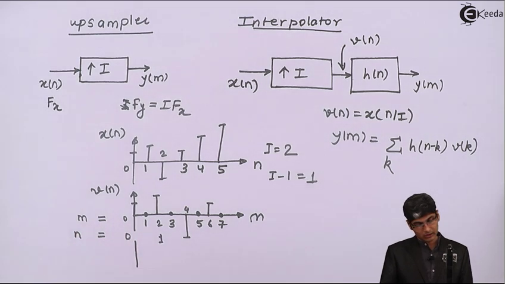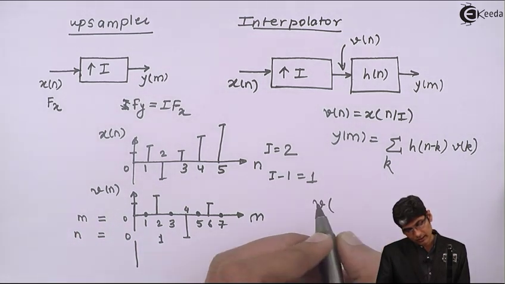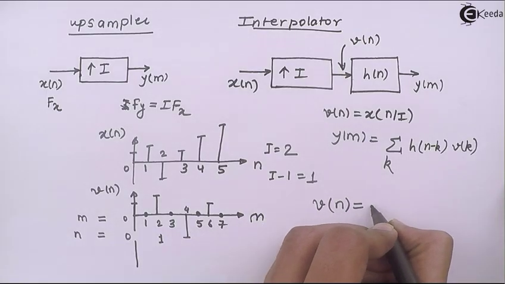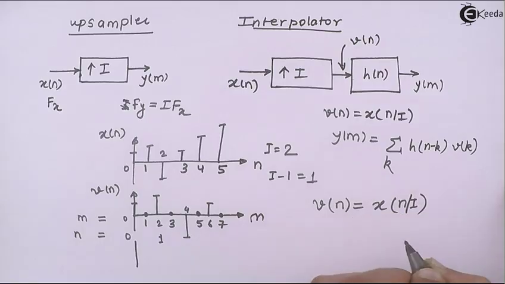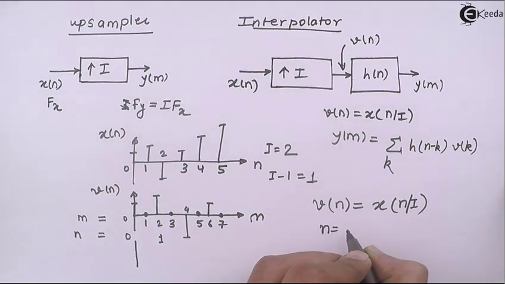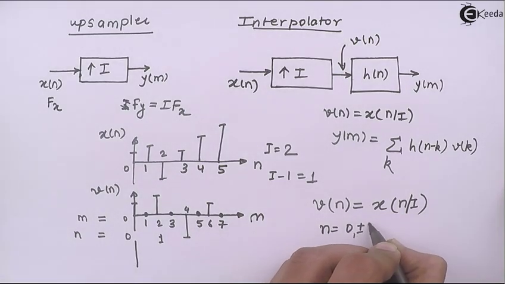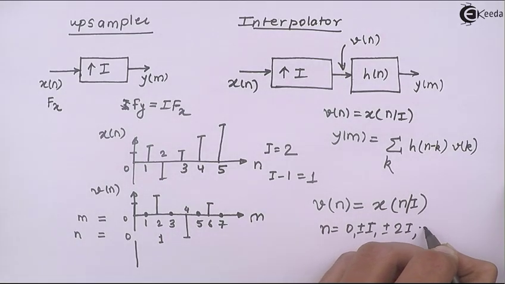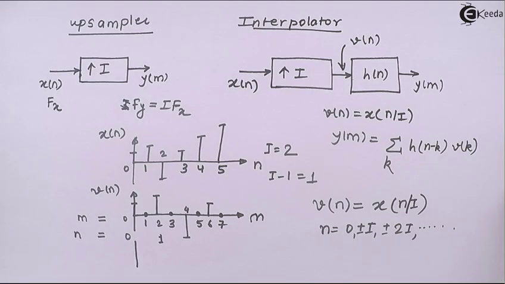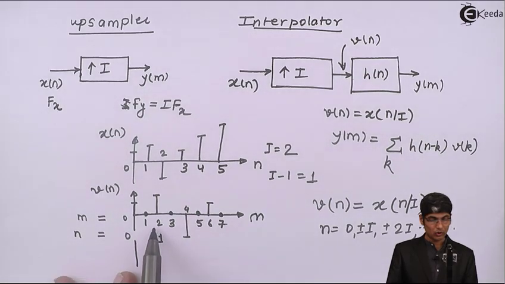Okay, so what we can write here is V of N is equal to X of N by I, and N will take 0, plus minus I, plus minus 2I and so on and so forth. That is, the integer multiples of I only will be present as a non-zero element in X of N. That means you can see here 0, 2, 4, 6 and so on and so forth.